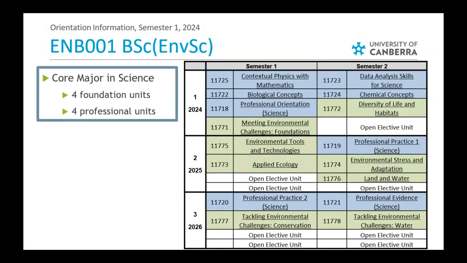The units in blue are your core major in science. So we have things like contextual physics, biological concepts, professional orientation science, data analysis skills for science, chemical concepts, professional practice 1, professional practice 2, and professional evidence science. Professional practice 2 is your internship, placement, research project unit. That's a very big one that you'll have to plan for. You'll have 2 professional units before that, which will talk about that one, so it's not just left. In particular, professional practice 1 really helps you in getting started with that one.